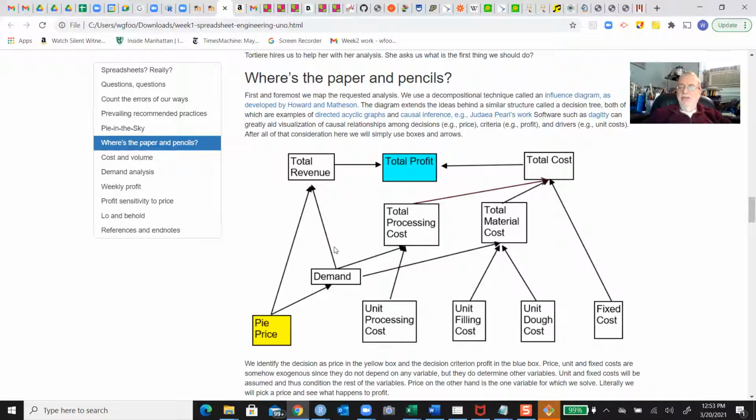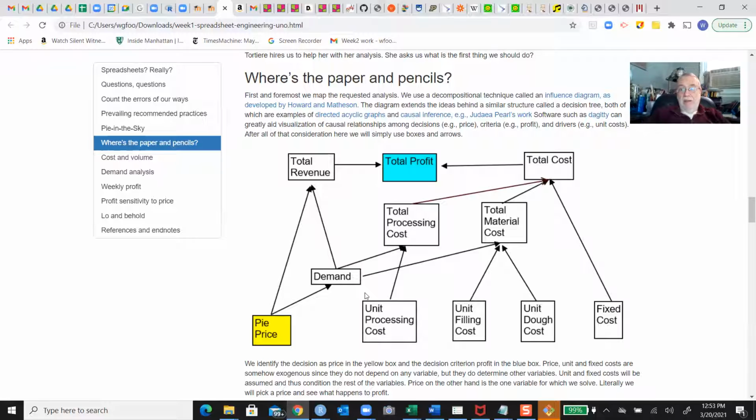This is a demand-driven decision. Where's the decision? Pie price. Price per pie. It affects revenue directly. It affects demand. Demand determines revenue, so both. Demand also determines both total processing cost and material cost. It's at the center of every supply chain. Supply chains are usually thought of as very linear, with demand at the end, supply and planning at the beginning.